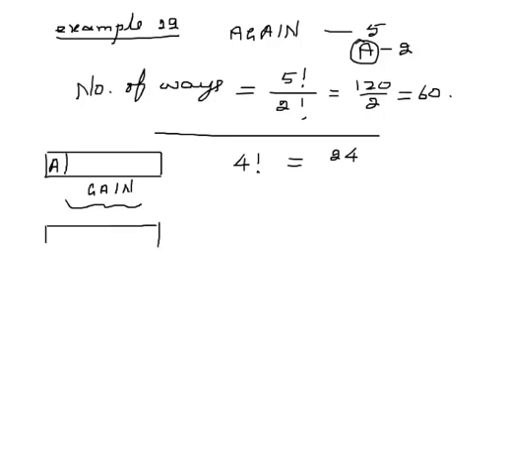And then as in dictionary order, the next word will start with the letter G. And the remaining alphabets are A, I, N. In these 4 remaining alphabets, we have 2 A's. So number of permutations will be 4 factorial divided by 2 factorial because of these 2 A's. So 24 divided by 2, 12. We can form 12 words with or without meaning starting with the letter G.